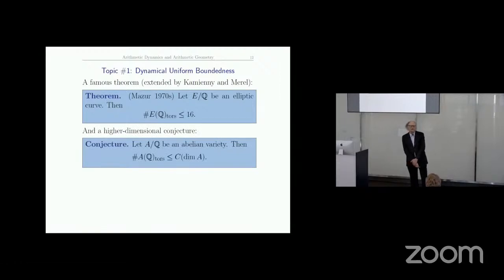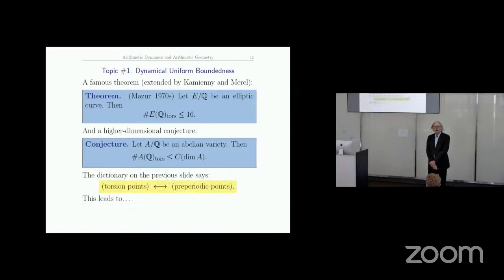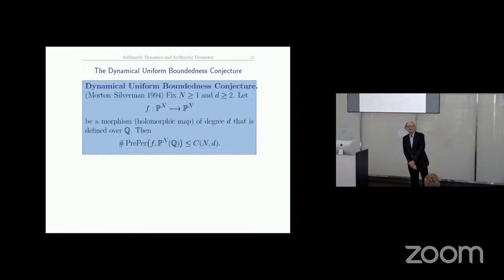And I actually don't know who made this first, so I'll just call it a folklore conjecture, that the same thing should be true for abelian varieties. That an abelian variety over Q, the torsion subgroup defined over Q, should have size bounded by a constant that's essentially independent of the abelian variety, just depends on its dimension. So the dictionary on the previous slide says that we should translate torsion points on abelian varieties into pre-periodic points on dynamical systems. And this leads to the uniform boundedness conjecture.